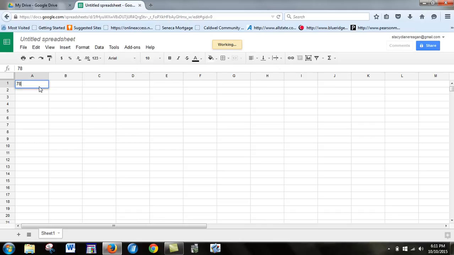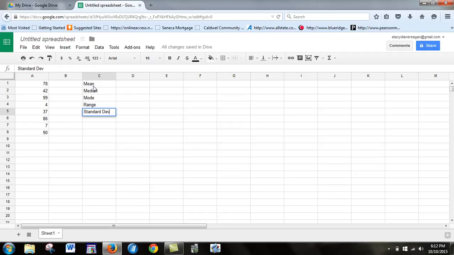Let's see, 78, 42, 99, 4, 37, 86, 7, and 90. So I've just made up some numbers. And you are going to be responsible for mean, median, mode, range, and standard deviation.